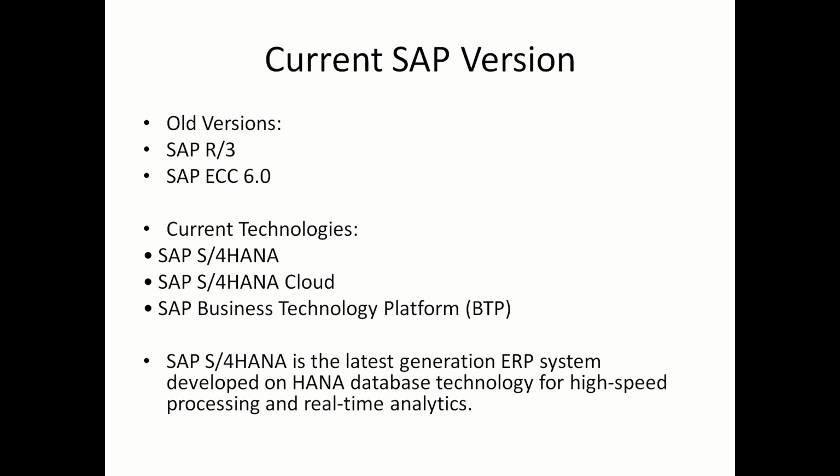Here in this slide you can see the SAP versions. The first, older version was SAP R/3, then it was converted into SAP ECC 6.0, and in today's world the current technologies are SAP S/4HANA, HANA Cloud and SAP BTP, that is Business Technology Platform. SAP S/4HANA is developed on the HANA database, which provides high-speed processing and real-time analytics.